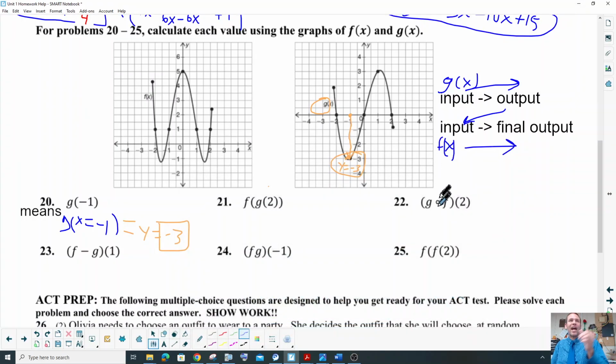Okay, we're back. Last video for this worksheet. And so we're discussing input, output becomes the input, final output.